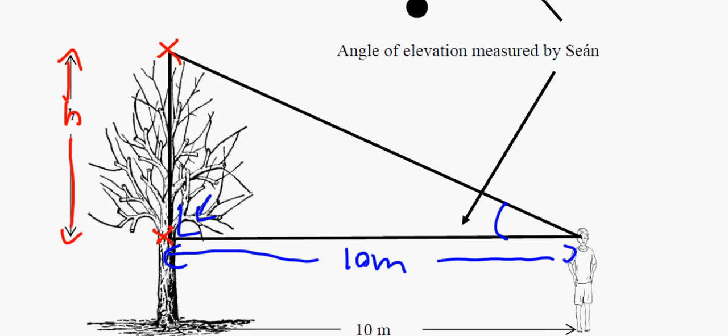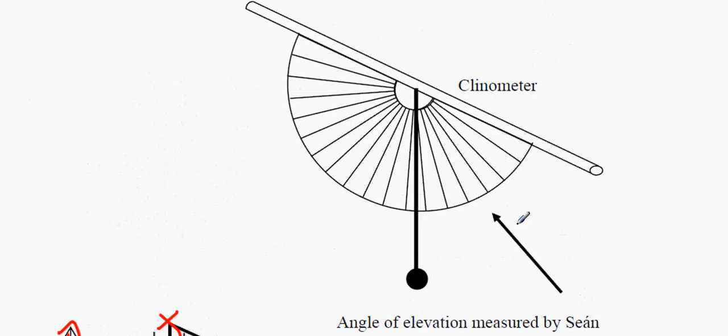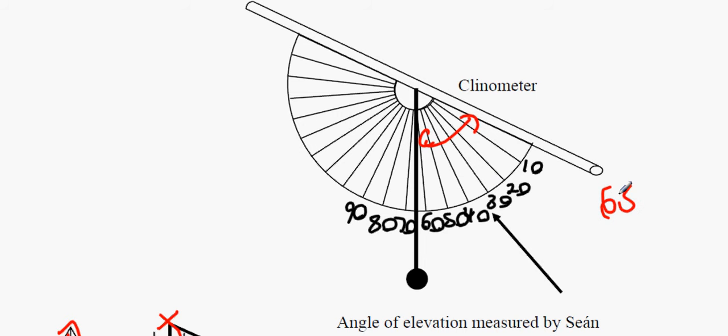Okay, now what we've got to remember is the clinometer. We've got to measure this angle. So remember, protractors go up in 10, 20, 30, 40, 50, 60, 70, 80, and 90. Now remember, the angle he makes when looking at it is going to be this angle here. It's halfway between 60 and 70. It's going to be 65 degrees, okay?